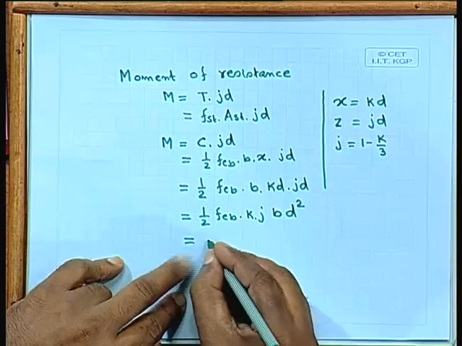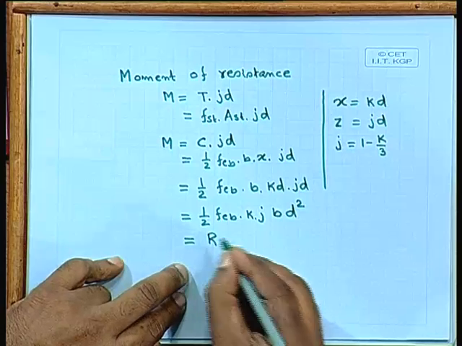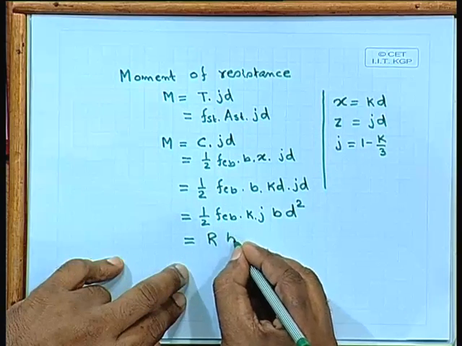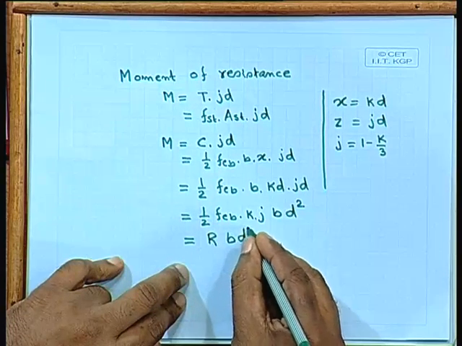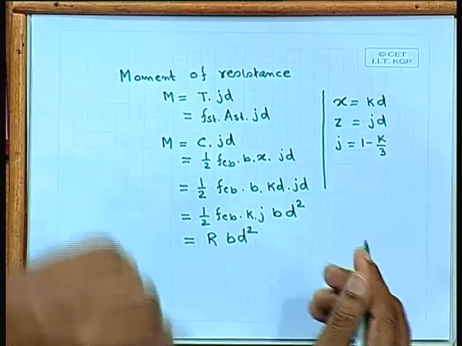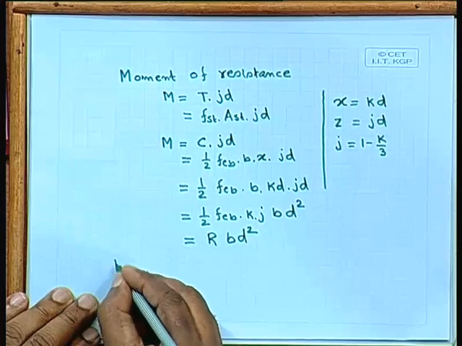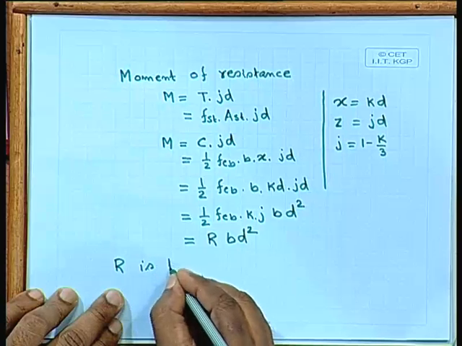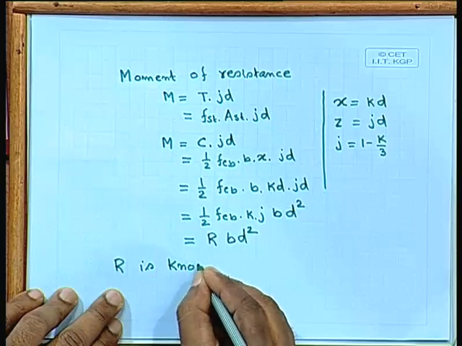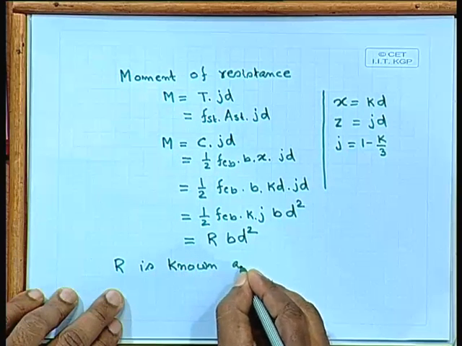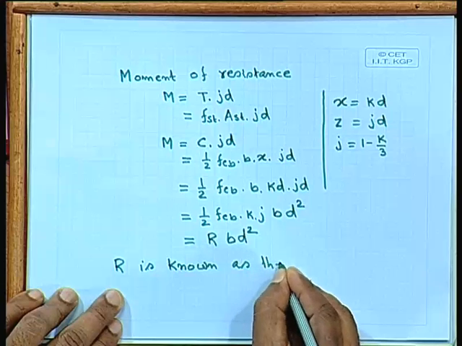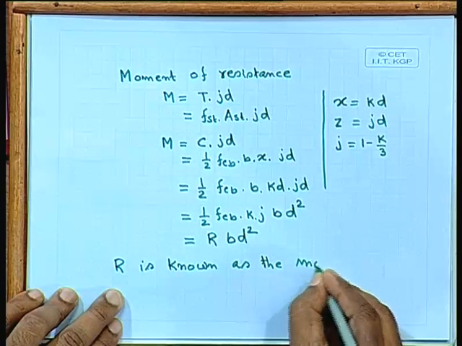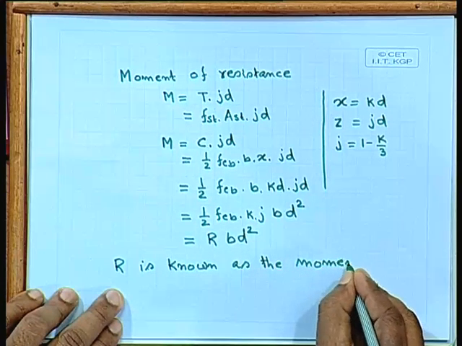We can write this one as R b d square. R is known as the moment factor.